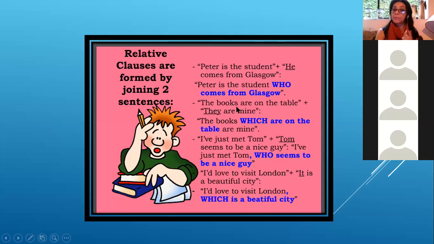Or you can say the books that are on the table, another sentence, they are mine. If you join those two sentences together, you're going to use the relative pronoun which, because it's talking about things, so you say the books which are on the table are mine. And I was telling your classmates yesterday that that sounds better, all right? Instead of saying they are the books are on the table, they are mine.